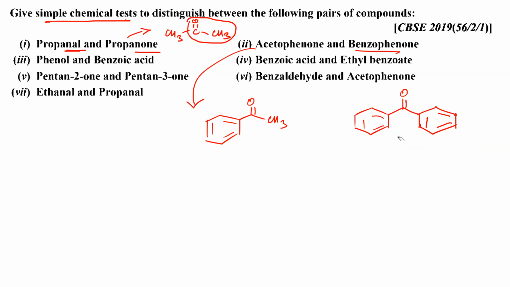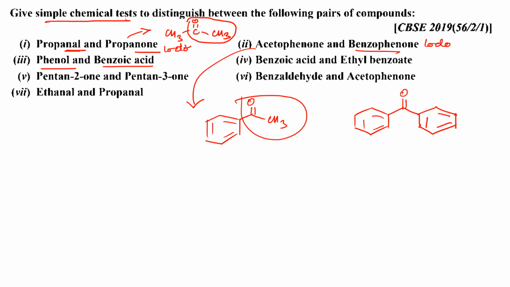Right. So now how will you distinguish, which test should we do? Again, iodoform will be done. COCH3 is there. Ketone with methyl group. Yes or no? Yes, sir. Iodoform. Here also iodoform.